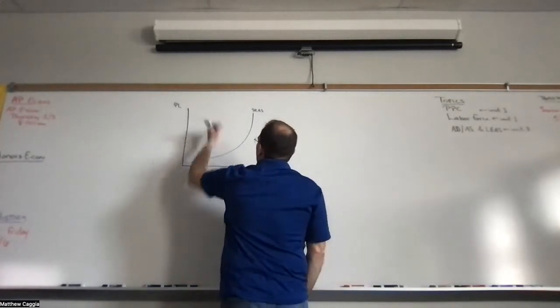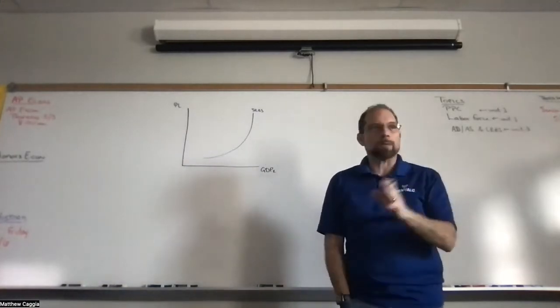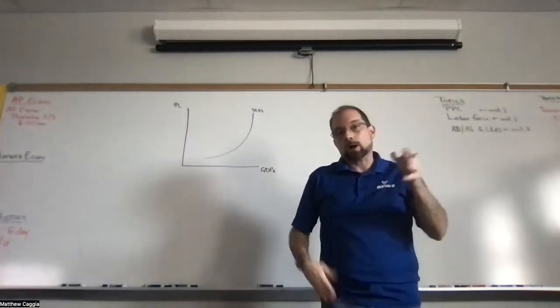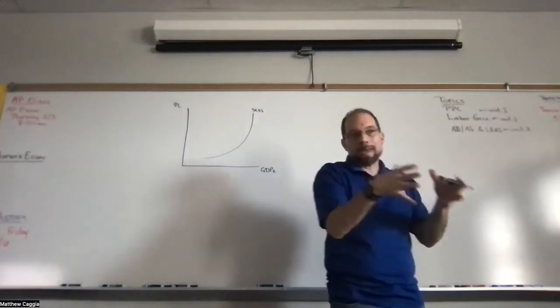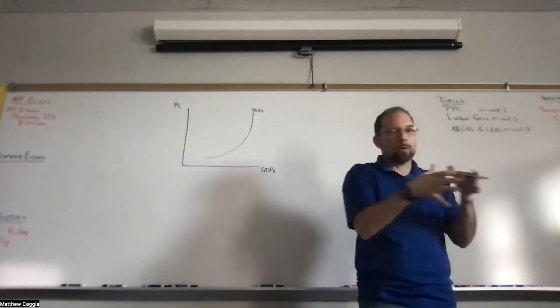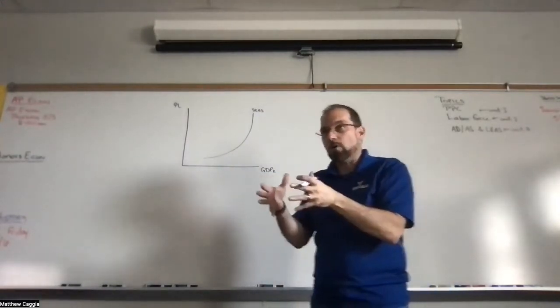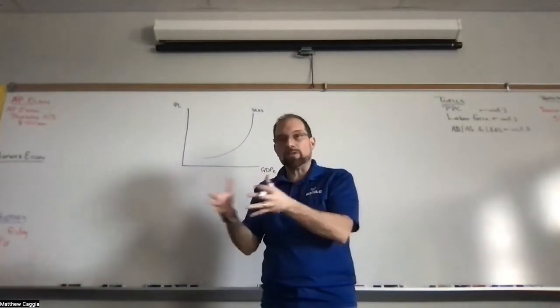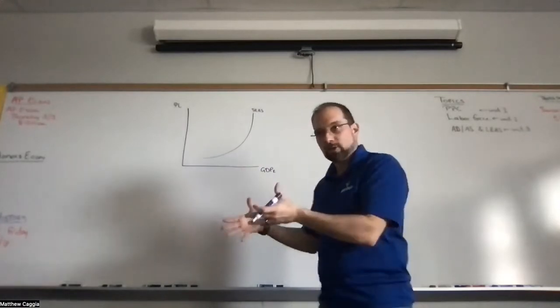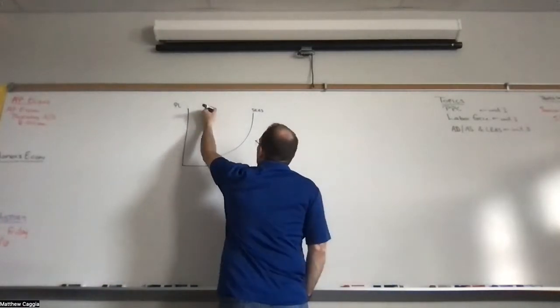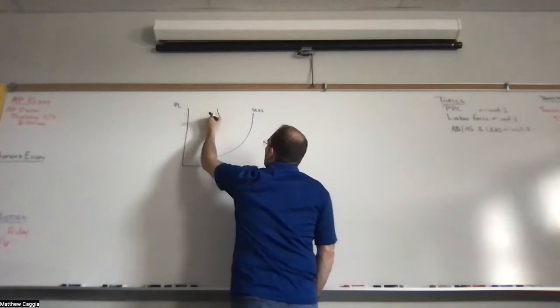Short run aggregate supply. Even when we talked about individual supply and demand, the combination of all the demands for all the different things is what makes up the aggregate demand. And the sum of all the supplies of all the different things makes up the short run aggregate supply. So even all of that has been coming to this.